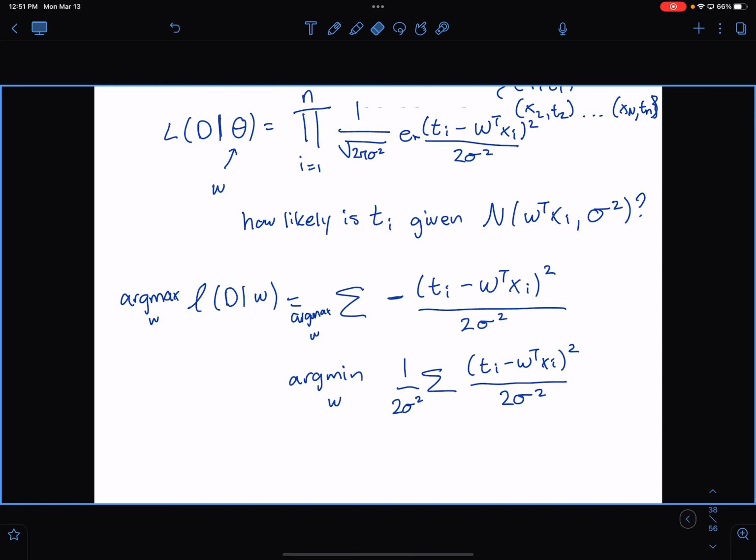I think the equal sign should go before here. But what is this? This is good. What does this expression remind you of? If we're trying to find W that minimizes the sum of squares of targets minus W transpose X. It's actually going to be exactly the cost function we had before. So this is a probabilistic way to derive the least squares objective.